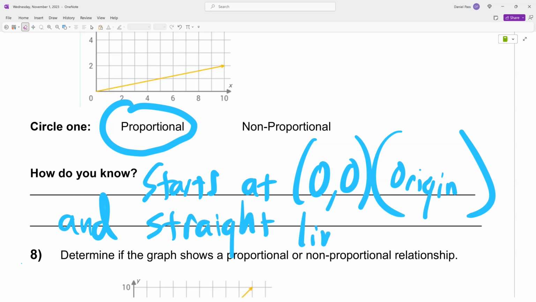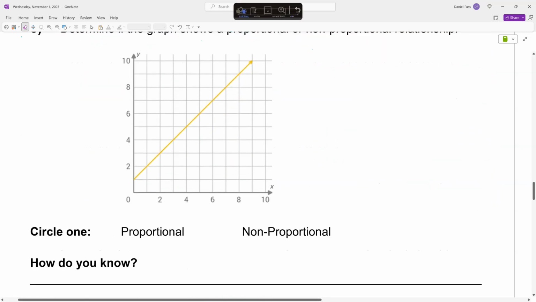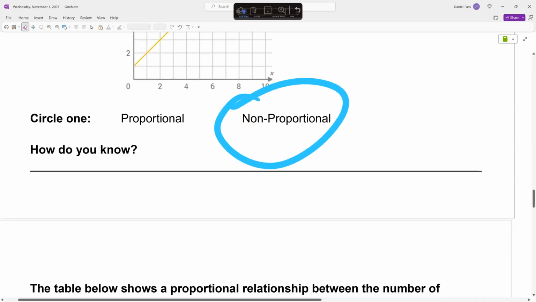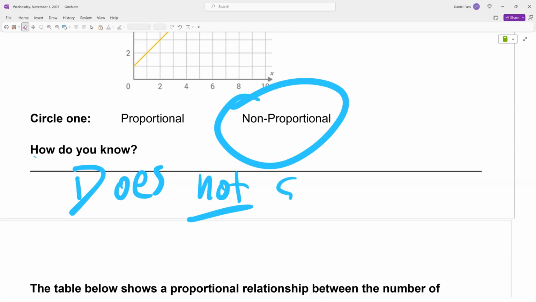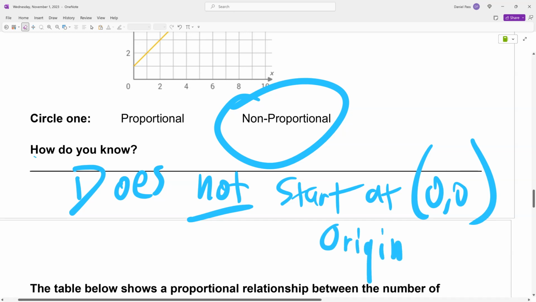Straight line. Okay, how about number 8? Is it proportional or not proportional? Non-proportional, and this time because it does not start at 0, 0 or at the origin. Okay, let's hear it for Emma.